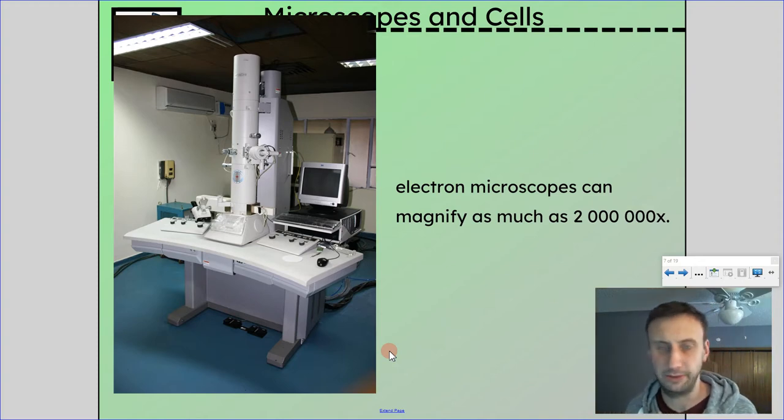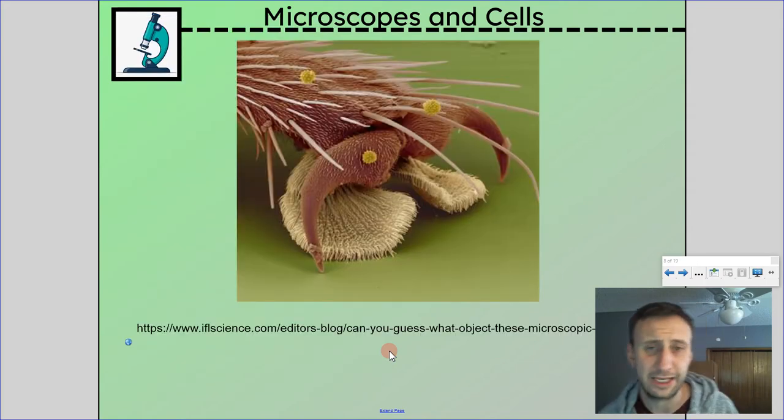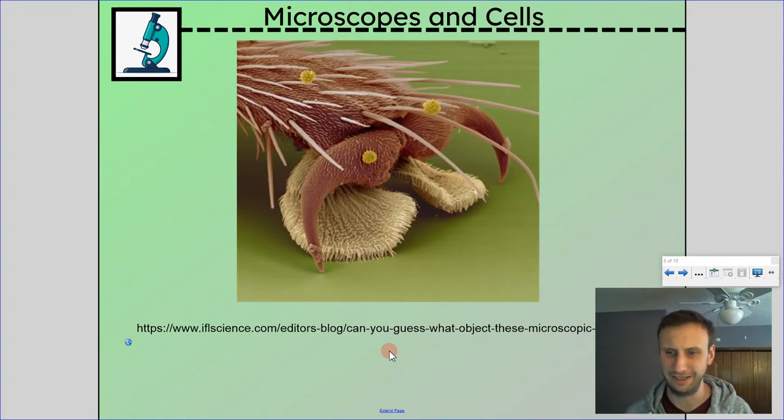So, like when we talk about the coronavirus, we actually would be able to see that with an electron microscope, but not with a light microscope. It's too tiny. Here's a neat image. What do you think this is? Turns out it's actually like a foot of a bug, a fly. So that's what it looks like under an electron microscope.